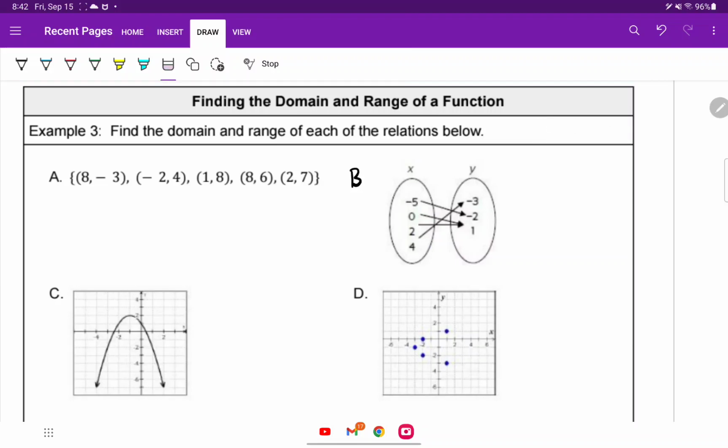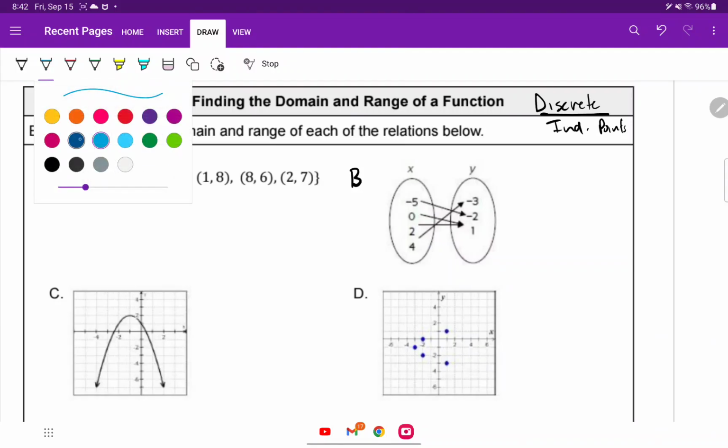Let me write this a little bit nicer. Let's see. Discrete. And we'll say individual points. Whereas continuous is one piece together. It's like a segment. All right, so when I'm doing domain and range, let's go ahead and do this in a little bit darker blue.